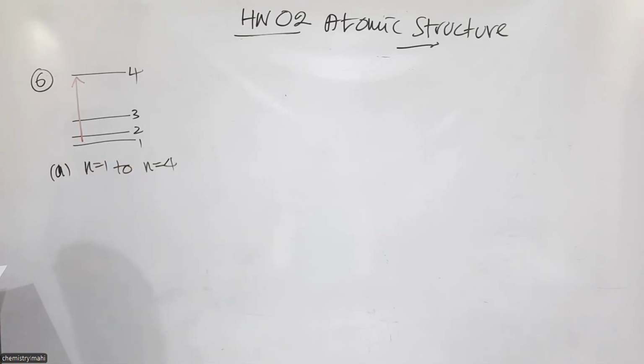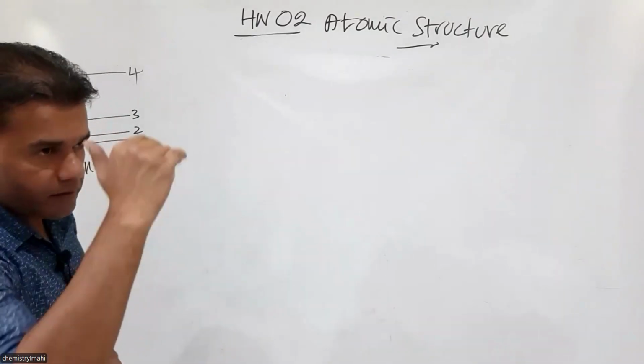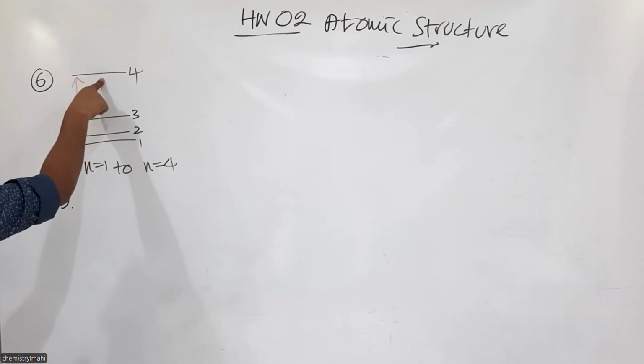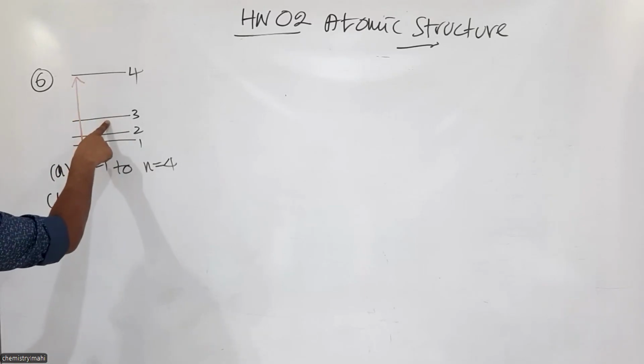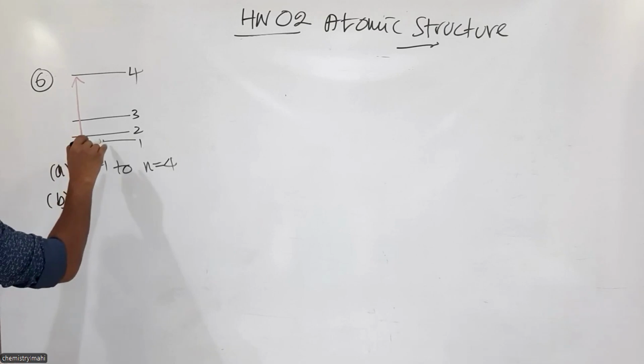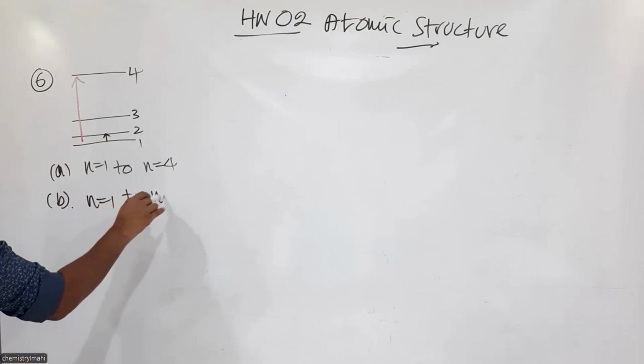Which quantum numbers are involved in the transition that requires the least energy? Least energy means the smallest gap. Two consecutive energy levels have the smallest gap, but it's not 3 to 4, because that gap is large. It's not 2 to 3 either, which is again a larger gap than this. It should be 1 to 2. This is where you get the shortest gap. So n equals 1 to n equals 2.